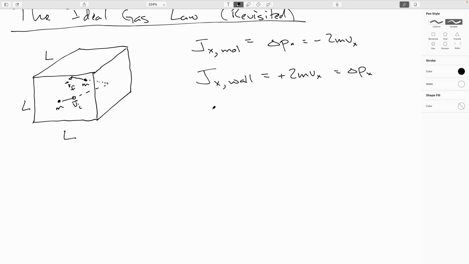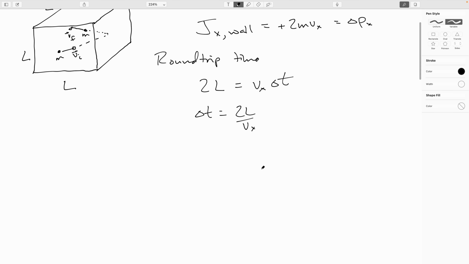So we can figure out the round trip time. The round trip distance would be 2L, and that would be equal to the x component of the velocity times our round trip time. So we can rewrite that to say that our round trip time is 2L over v sub x. Okay, so now with that, we can characterize the average force that that right-hand wall is feeling.